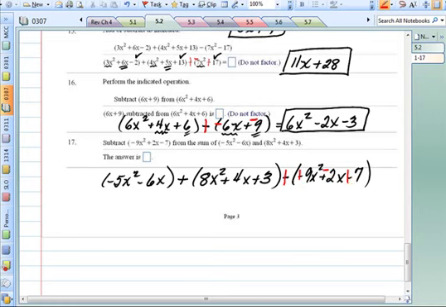So when I combine like terms, and let's always put our terms in what's called descending order. Highest power first, constants last. X squareds. Negative 5, positive 8, and positive 9. What does that give me? 12x squared. Whoops. Nice, pretty green.